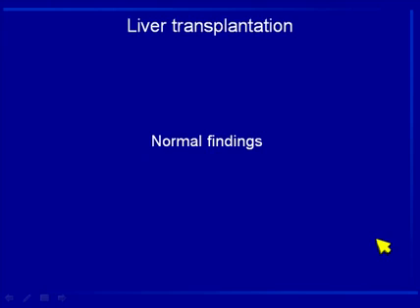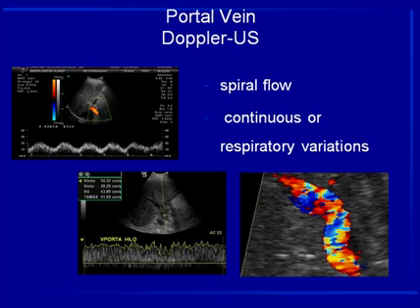Normal findings of liver transplantations. Portal vein. The flow in the portal vein can be a spiral flow, continuous flow, or with respiratory variations. This is a continuous flow of the portal vein, and this is flow with respiratory variation.